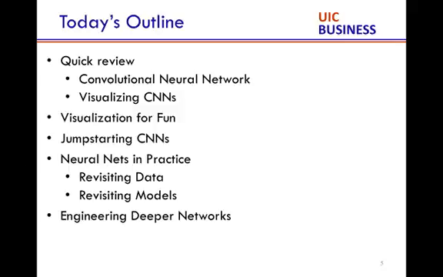Okay, so let's get back on track. Today we're going to again quickly review CNNs and visualizing CNNs that we covered last time, and then make a transition into further trying to visualize what CNNs are doing, because it's not exactly clear how they're able to achieve human-level accuracy in image classification, right? And then we're going to try to understand this topic of jumpstarting CNNs.